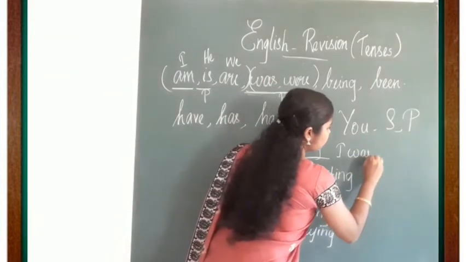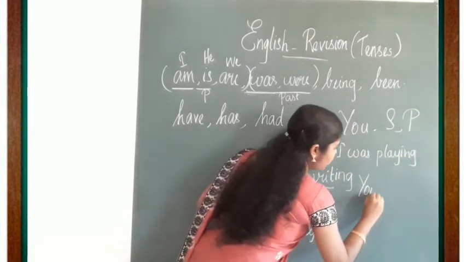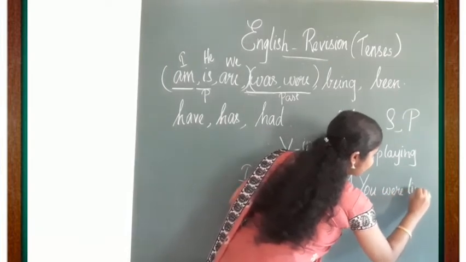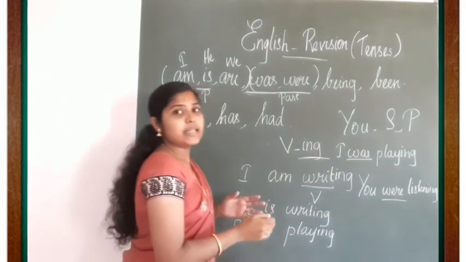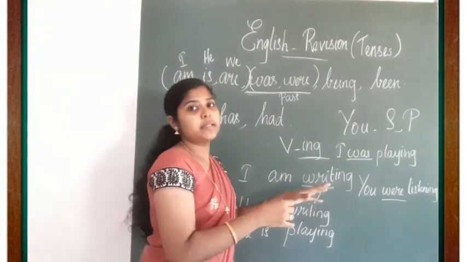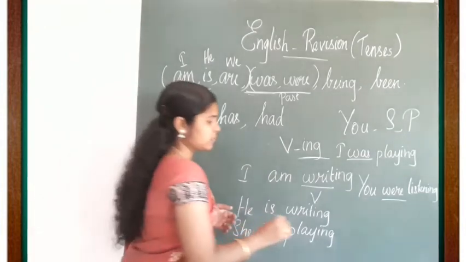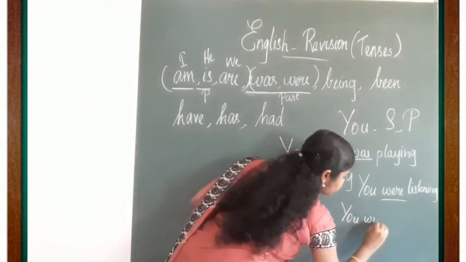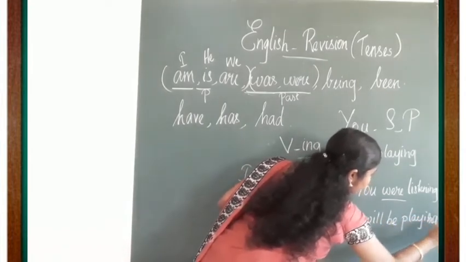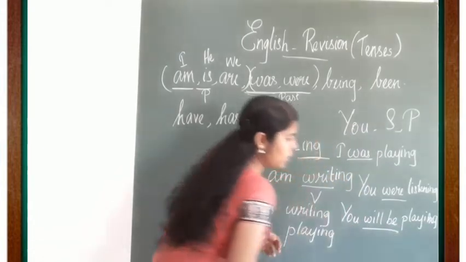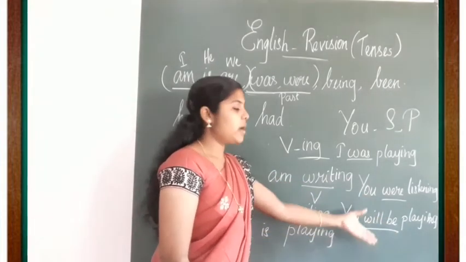I was playing. You were listening. Okay. So it is indicating a continuous activity which happened in the past. Then what about future? You will be playing. You can use will be or shall be for future.